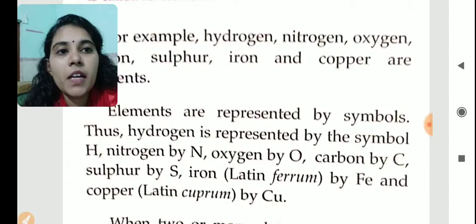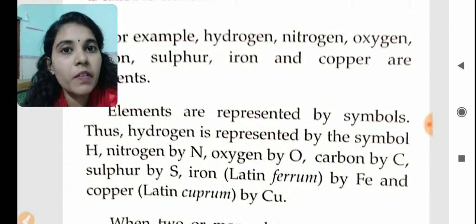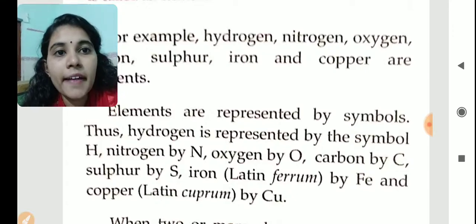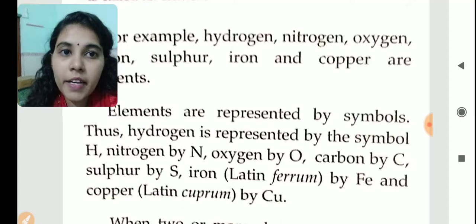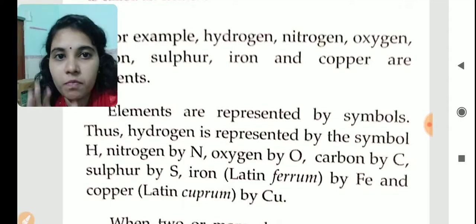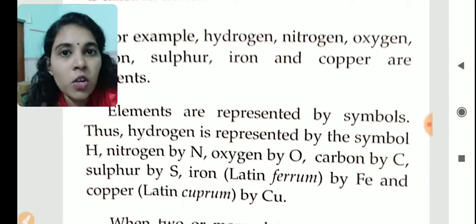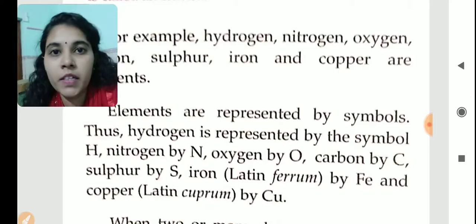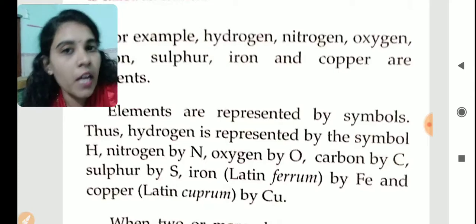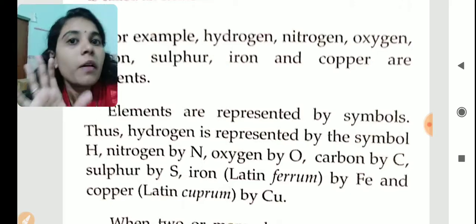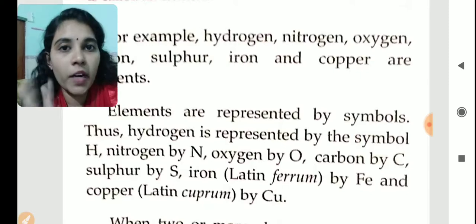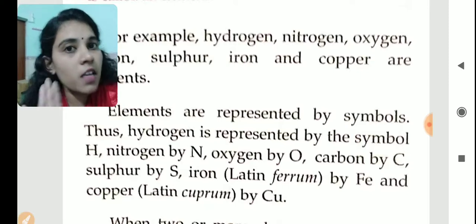Elements are represented by symbols. We will represent each with a symbol. How will we represent it? Hydrogen is represented by the capital letter H. Nitrogen is represented by capital letter N. From their first letter. Hydrogen's first letter is H, no? So capital letter H we will take. Then nitrogen's first letter is N, so capital letter N we will take. Oxygen's symbol is O, capital letter O. A capital letter should be there. We should not use a small letter. If you write a small letter, your answer is wrong.